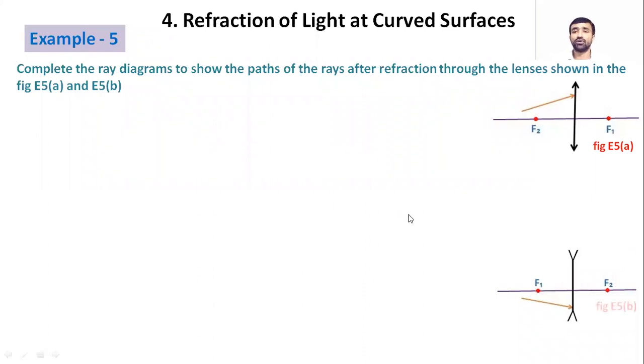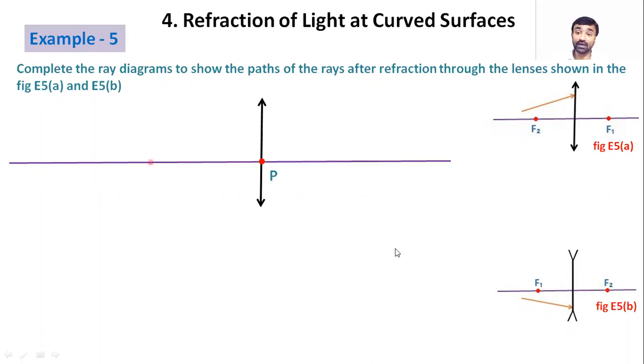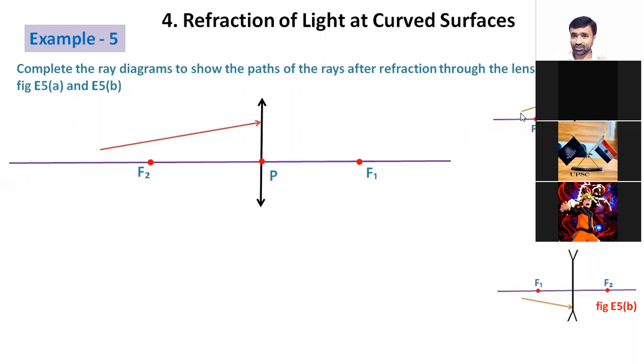Then what to do? I'm taking the convex lens here, identifying its pole, then drawing the principal axis. After that, identifying the original principal axis focal points as F1 and F2, then the given ray is constructed as given in your problem figure. Clear? The rough diagram is drawn. After this, what to do?